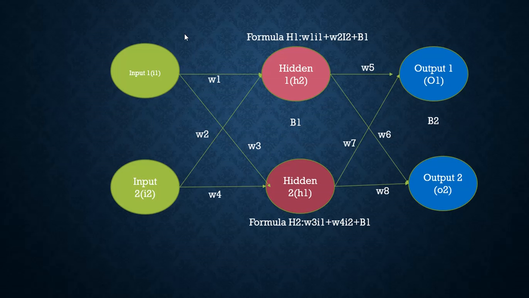This is a simple single hidden layer neural network. It's a simple architecture design. If you see here, there are input one, input two, hidden layer one and hidden layer two, and this is the output.